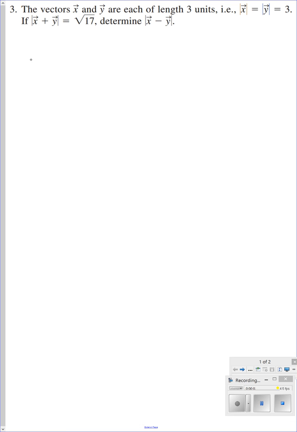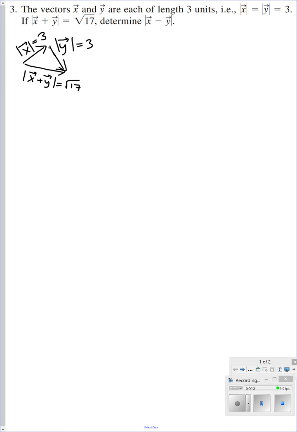For this question, I would start by just randomly drawing out an x vector and a y vector. And because it says that the sum of them is root 17, I've set them up so that they are head to tail. And that would mean that the sum over here, the vector x plus y, has magnitude root 17. And we also know that the magnitude of y is 3 and the magnitude of x is 3.